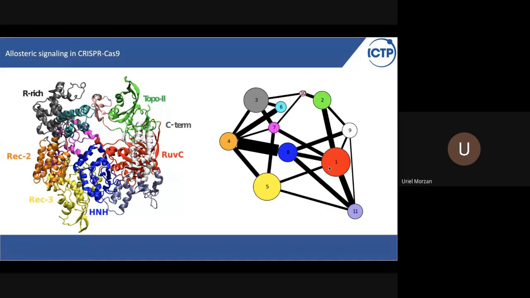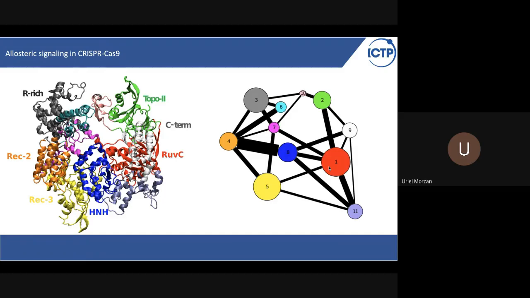And with this type of analysis, we reduced the dimensionality of our problem a lot, and now it's much easier to have a qualitative picture of what's going on, how this protein works. In particular, one open question is that this protein sometimes makes errors. It cuts the DNA when it shouldn't cut the DNA. So an open line of study is how we can tune or change or mutate this protein in order to avoid these errors.